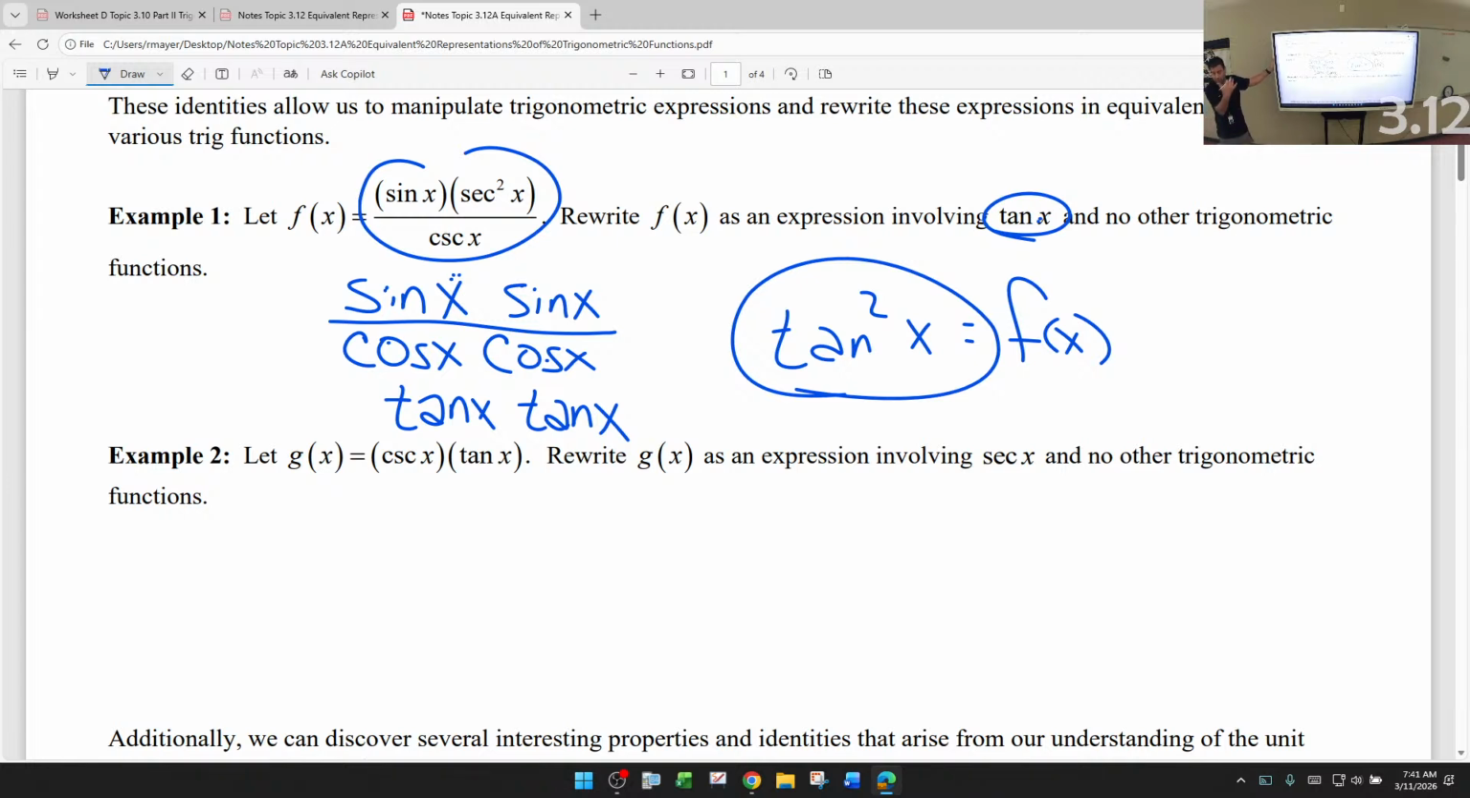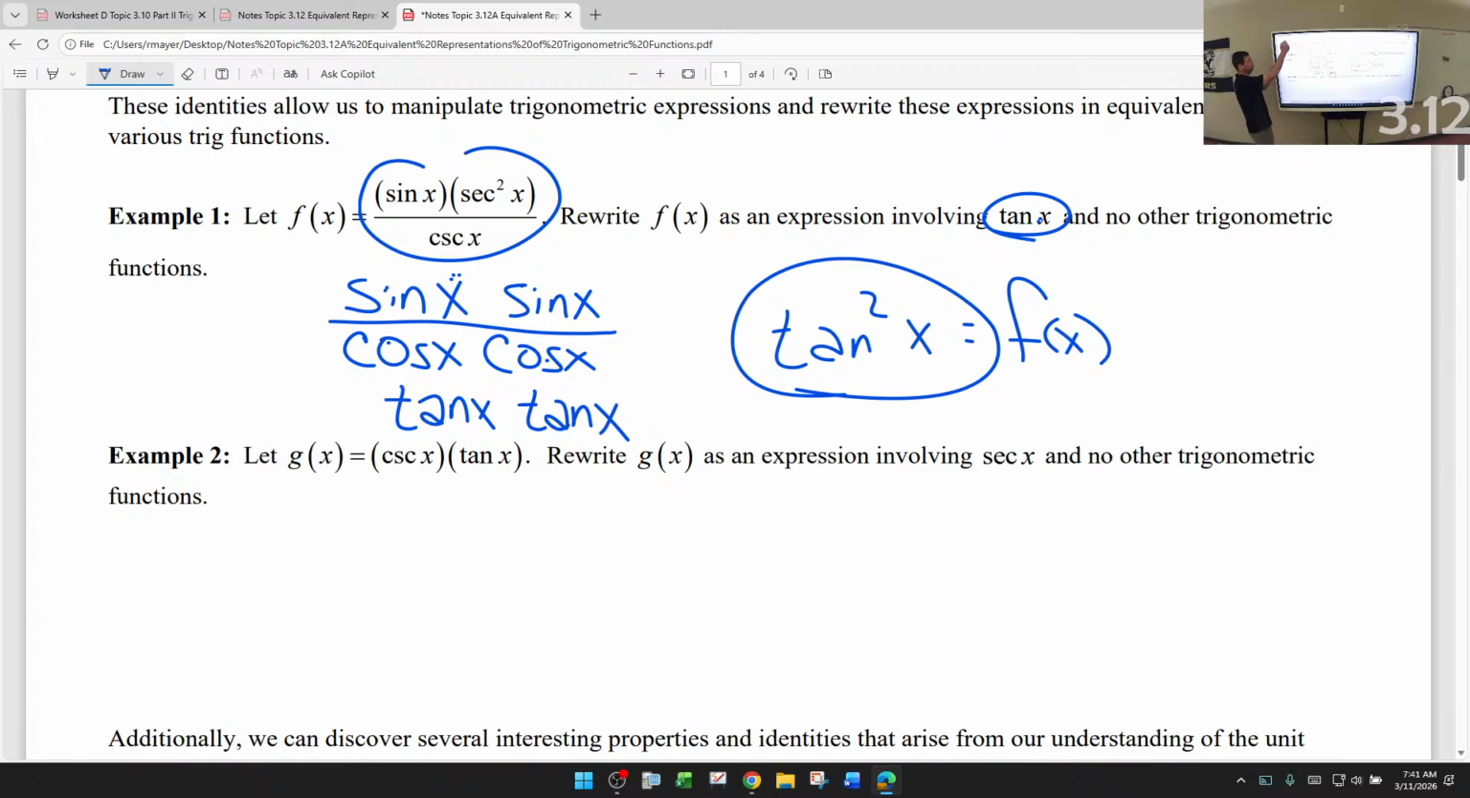And then it even lets you on, and no other trigonometric functions. So basically, I have to end up with tangent and nothing else. I can't have any secants. I can't have any cosecants. I can't have any cotangents. I can't have any sines. I can't have anything else. I was going to have tangents. And so that worked out pretty nice. Question about that?